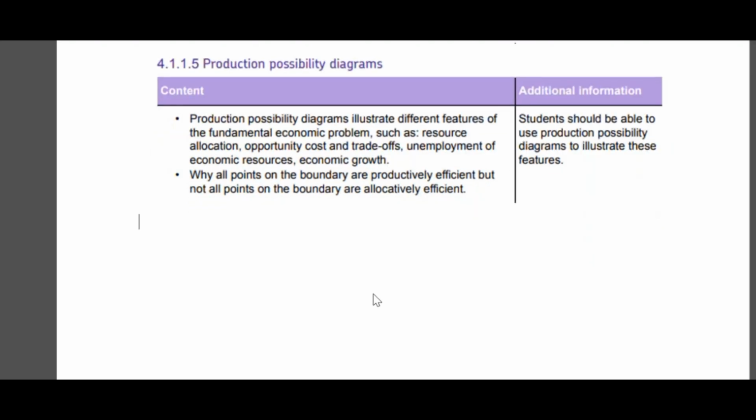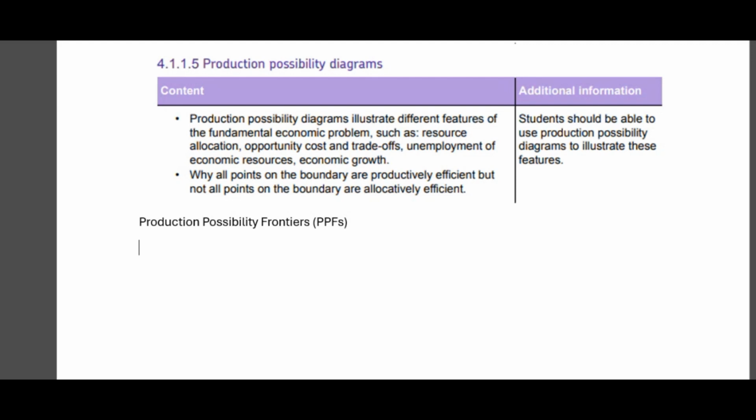Okay. So now we'll talk about production possibility diagrams. What they're called is production possibility frontiers. Are you familiar with this? Have you heard of this? It's just revision for you, so hopefully you do.